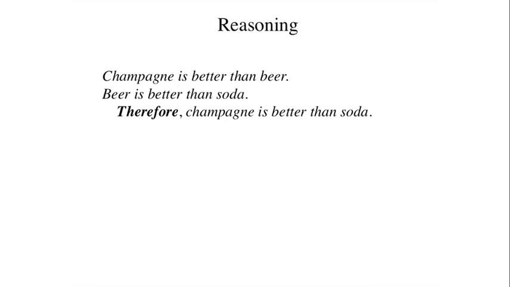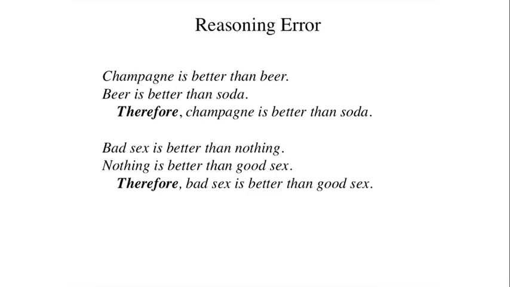So far, so good. Now consider what happens when we apply the same transitivity rule in the case illustrated here. The form of the argument is the same as before, but the conclusion is somewhat less believable. Bad sex is better than nothing. Nothing is better than good sex. Therefore, bad sex is better than good sex. The problem in this case is that the use of nothing here is syntactically similar to the use of beer in the preceding example, but in English, it means something entirely different.